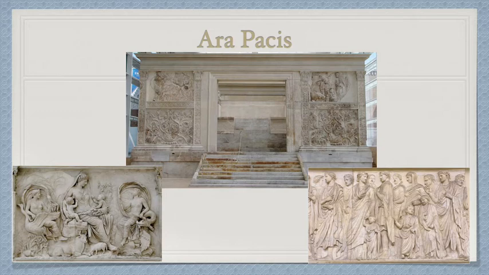All right, next we're going to talk about the Forum of Augustus. It's not pictured because it is just in ruins today. However, it was the most ambitious project he had, and it's made mostly of white marble.